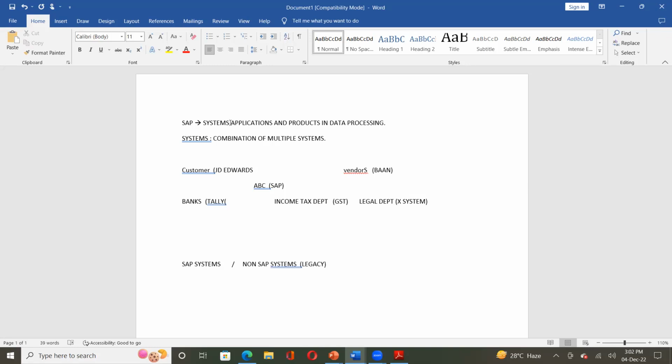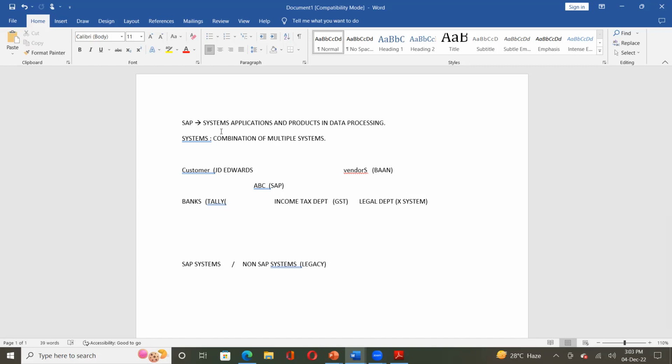So that's the reason we call it as in systems. Any questions on this? No, Naveen. So why are we calling it as in systems? If you say system, then what does it mean? Communicating with only a single system. So SAP to SAP, that's it.